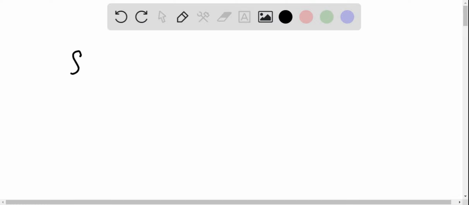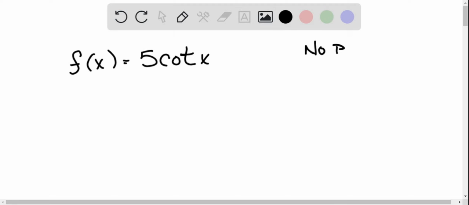The function f of x is equal to 5 cotangent x. So there is no phase shift. There's nothing added or subtracted on, so there's no phase shift.